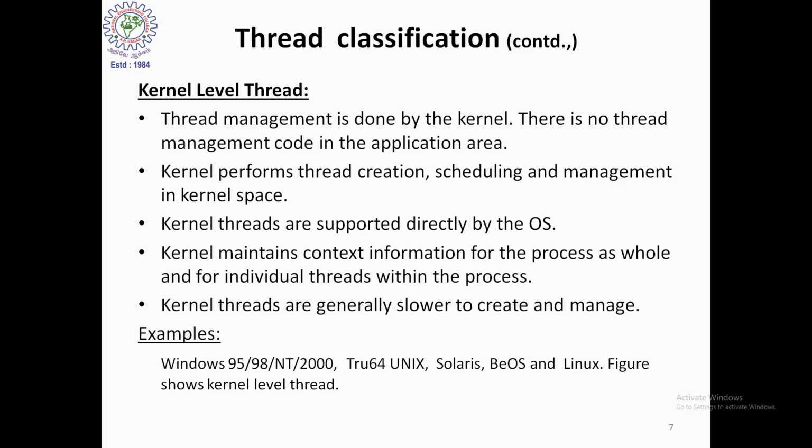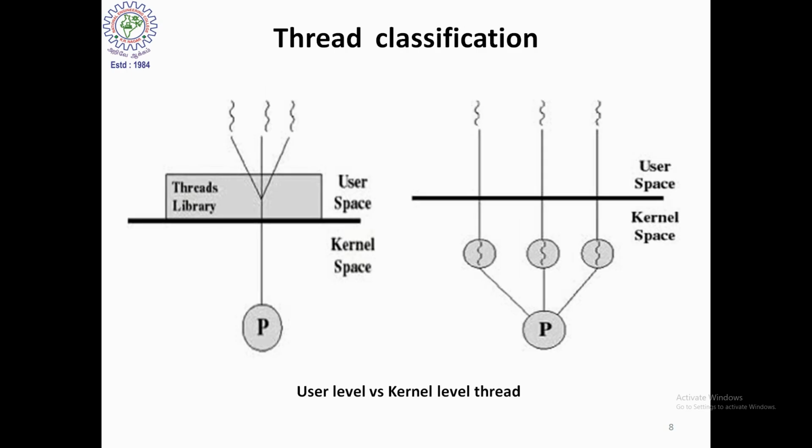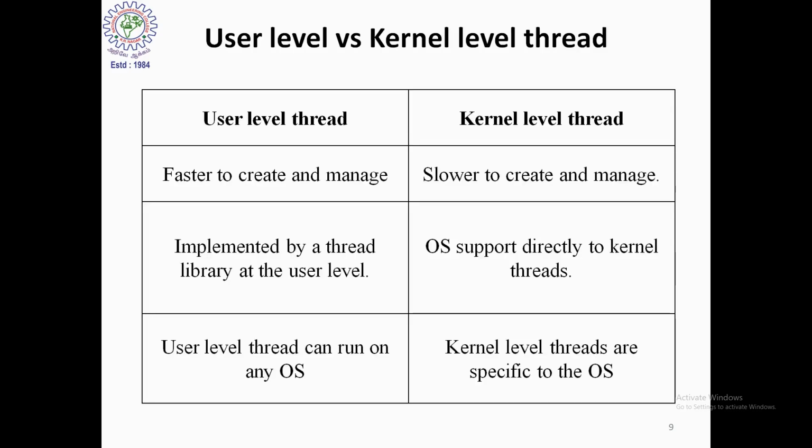This is the difference between the user level thread and the kernel level thread. Since user mode is the safer mode, the processes will be faster compared to kernel mode, where the process is slower because the OS is directly involved. Whereas in user mode, the OS is not directly involved, and only the user level applications handle and manage the user level threads. So this is the difference between user level and kernel level.